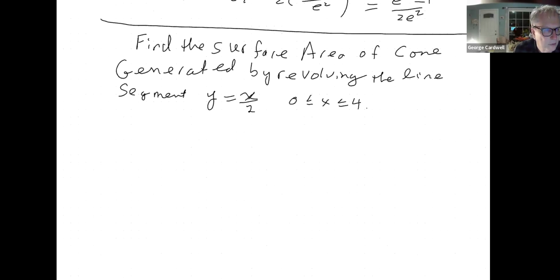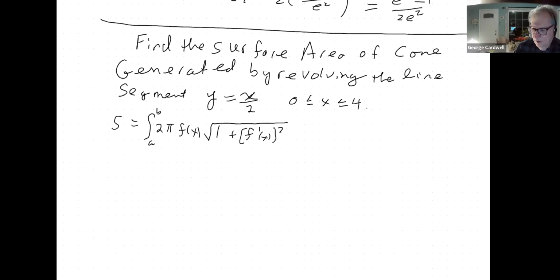So again, we'll write down the formula for the surface area: the integral from a to b of 2 pi f of x times the square root of 1 plus f prime x squared dx. So again, under the square root is the arc length formula, and then you have this 2 pi and then the function. In this case, f of x is x over 2.